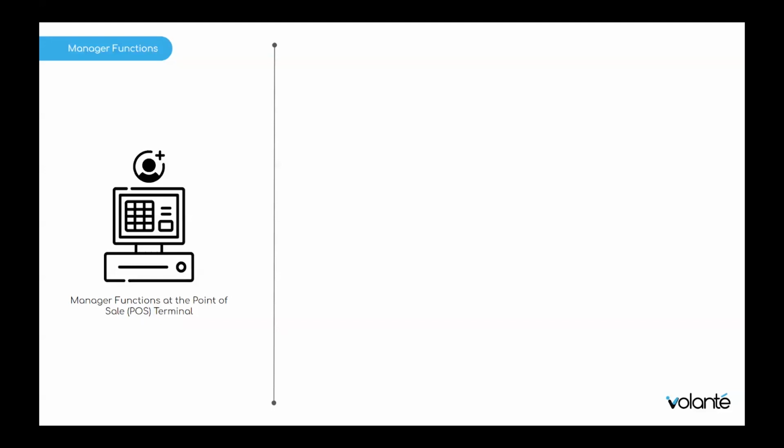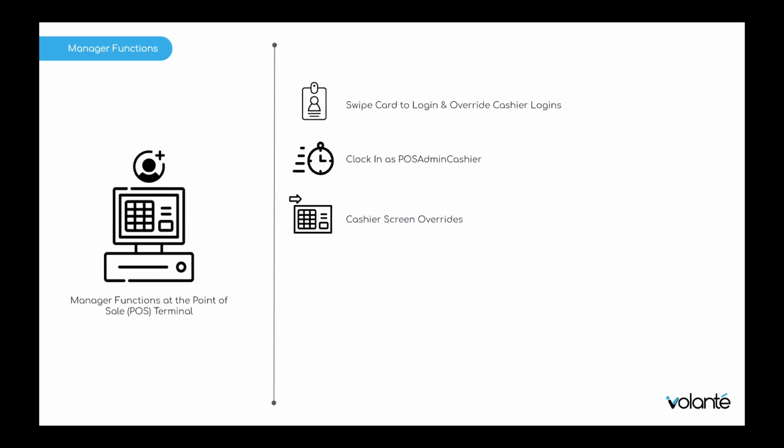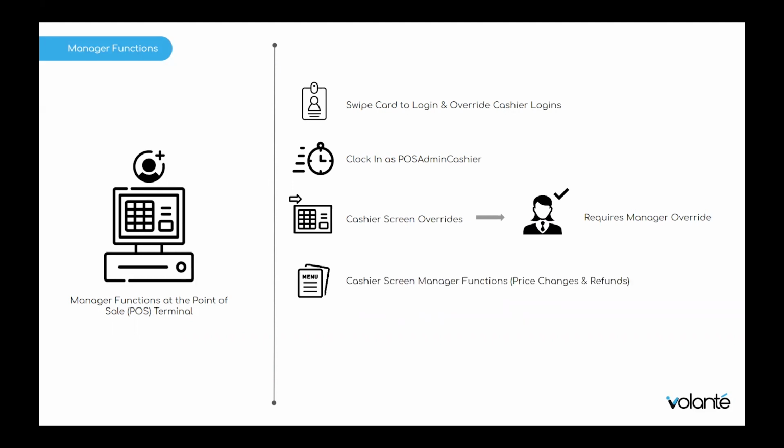Some of our functions that we can expect to work with from the point of sale terminal are similar to our cashier. We will be swiping our card to log in, but we do have additional overrides available. We'll look at how we clock in as our POS admin cashier level user, some of our cashier screen overrides, including our manager override function, some of our cashier screen manager function changes, including our price change feature and refund mode, as well as viewing of transaction and open transaction modes.